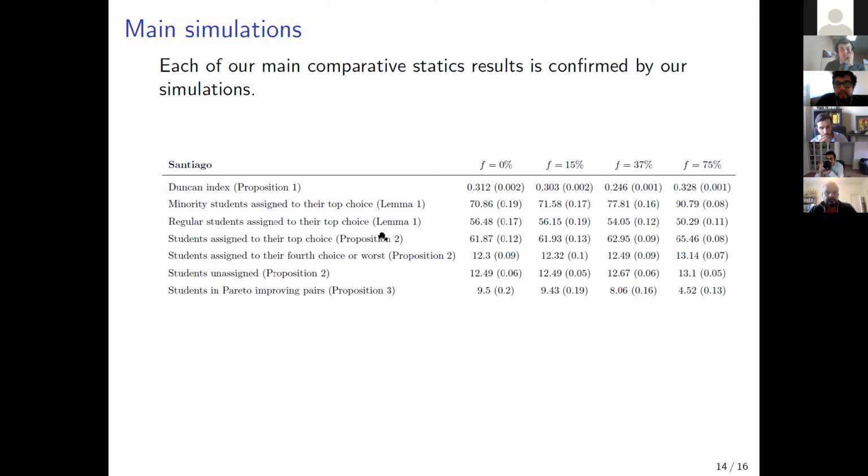The percentage of students assigned to the top choice is increasing in the reserve, from 61 to 65, if you fix the reserve equal to 75%. The students assigned to the fourth choice or worse is also increasing. So this is the cost of minority reserves. The students unassigned also increase with the number of seats reserved for minority students. This is also consistent with our proposition, and the system becomes more efficient. The number of students in Pareto improving pairs is decreasing in the number of seats reserved.